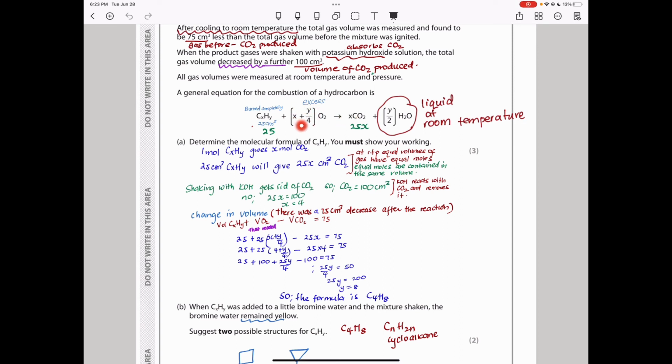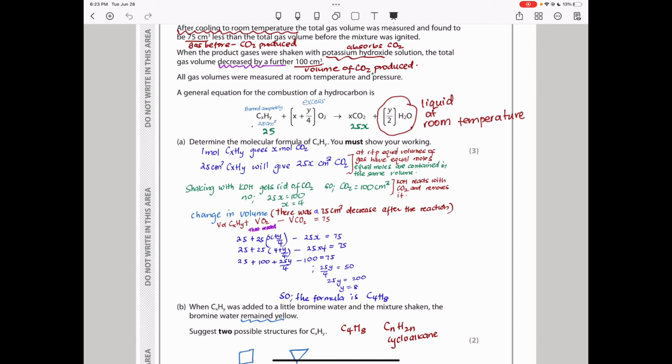So the volume of this should be 25 times X plus Y over 2. That is why I have that. That is the volume of oxygen that reacted, minus the 25X centimeters cubed of carbon dioxide produced, should give me 75. So in the end, remember again, the difference in the volume is what we are looking for, which is 75 here.